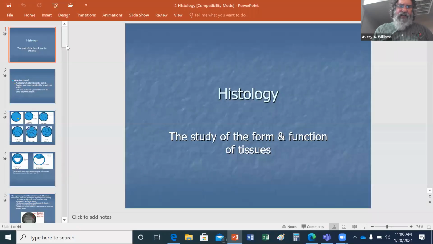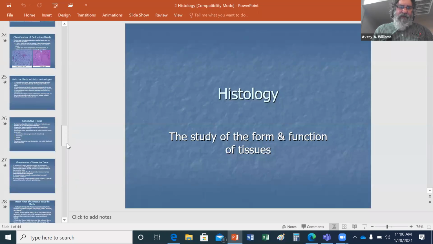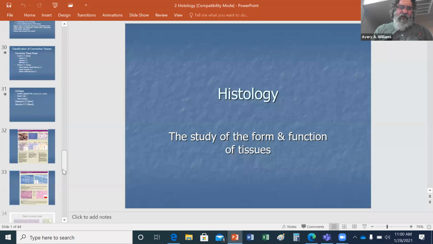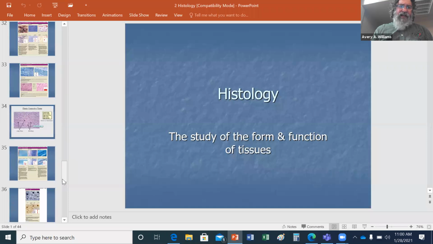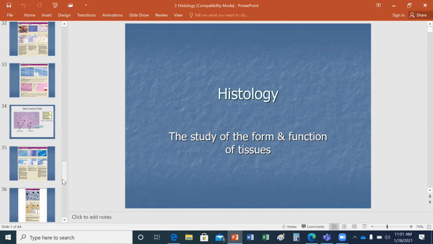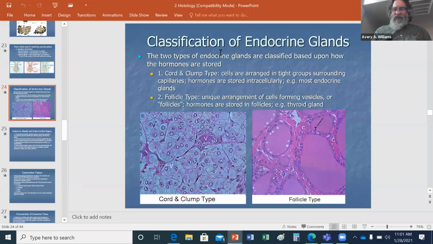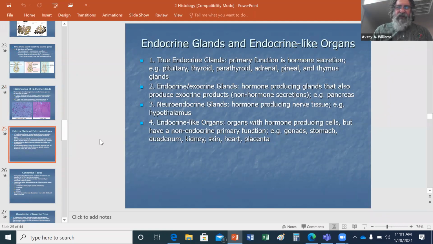getting through the epithelial tissue. We do glandular epithelium. We're not on connective tissue yet, are we? We're on follicle type. Okay, yeah, for the glandular epithelium. Is that the last thing we talked about right here? Yes. Okay, so we didn't talk about this slide yet. So this is where we are.